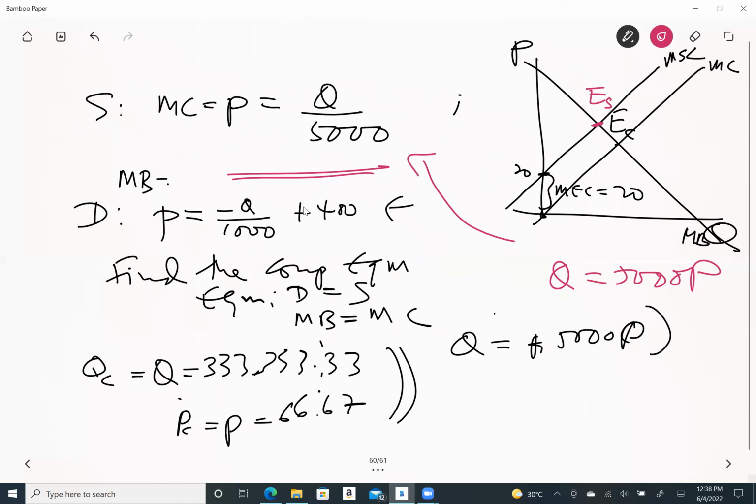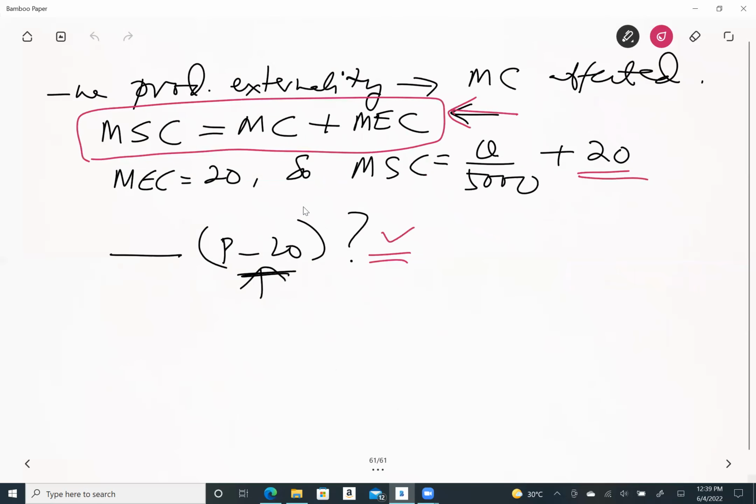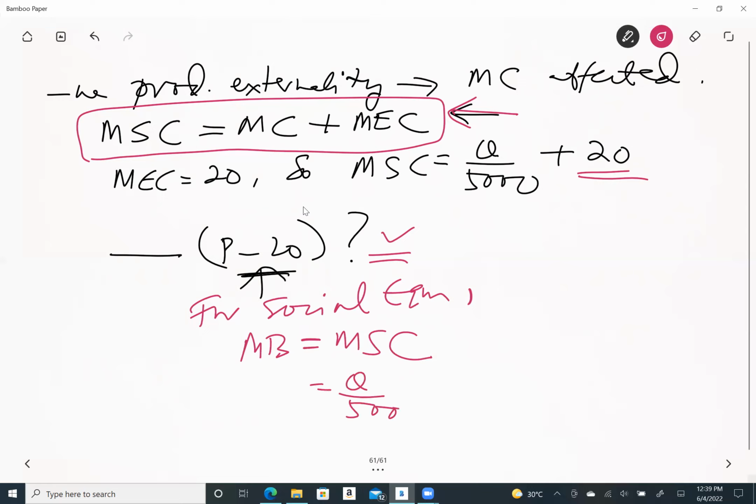The quantity will be lower. Okay. All right. So now find it. I'll give you 3 minutes, 5 minutes. You do this thing, MSC. So for social equilibrium, you have the MB equal MSC, then equal to Q over 5,000 plus 20, and that is our demand. So can you work it out? Tell me what you get, because I haven't done that.